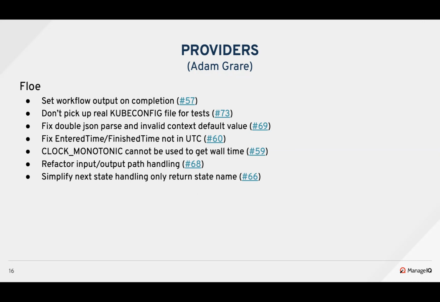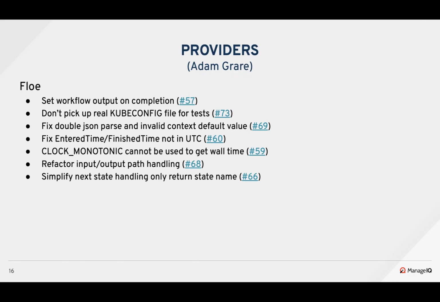Keenan fixed a bug where if you had an actual kubeconfig file in your home dir, it was being picked up for spec tests and causing them to fail. So he got that fixed up. We fixed a bug where the context default value was a hash, which was the way context used to be until we added it as a proper class. Also got to clear up a double JSON parse just to clean that up a little bit.